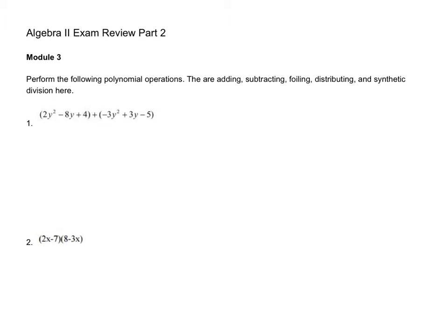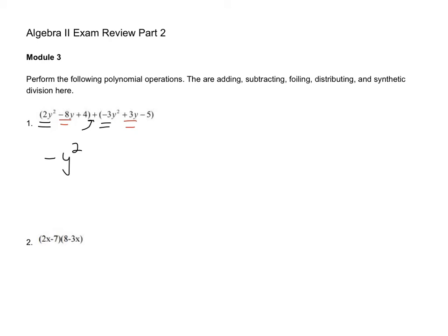Okay, this is part 2 of our review, which goes over module 3, which was our polynomials and our radicals. So for the first one, we are adding polynomials together. When we add polynomials together, all we have to do is simply combine like terms. So for example, we have y squared and y squared. So 2 plus negative 3y squared would be negative 1y squared, or just negative y squared.